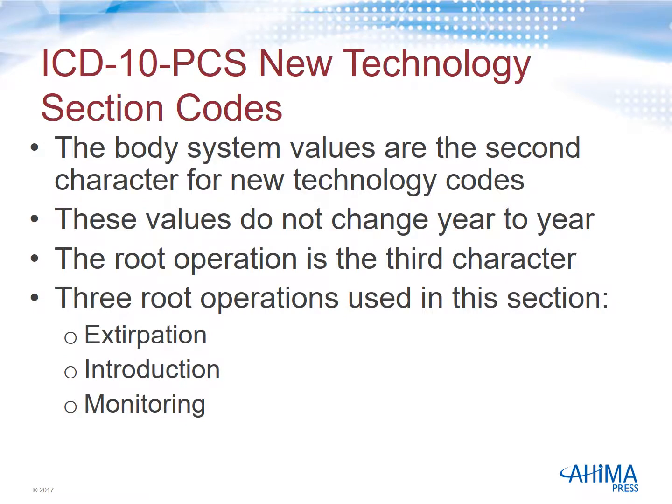The body system values are the second character for the new technology codes. These values do not change year to year. The root operation is the third character. There are 3 root operations used in this section: extirpation, introduction, and monitoring.